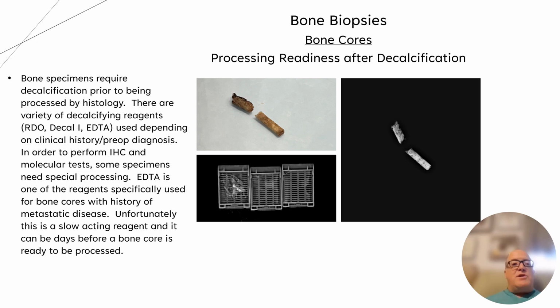decalcifying, and sometimes you're just not sure if it's ready. So you can put it into the KUBTEC system, x-ray it, and see if there's any calcifications left. And you're like, well, it feels pretty soft, but I want to make sure. And you want it to process well, because in the end, histology is going to get it, and if it's still calcified, it's going to be extremely hard to cut, and it may lengthen the process of processing this specimen type.